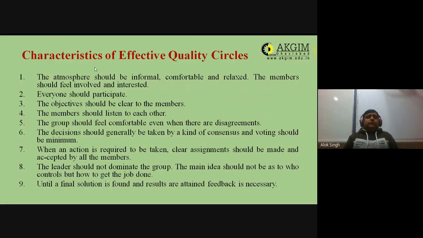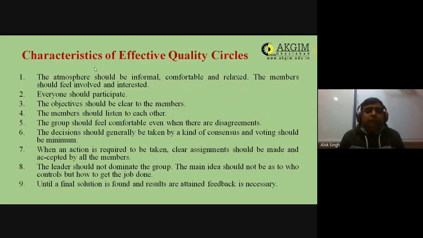Next, decisions should generally be taken by a kind of consensus, and voting should be minimum. You should generally take decisions based on consensus and not voting. Voting means some persons are in favor and some are against, but consensus means all are in the same line basically. So the decision should be taken on a consensus basis, not on voting. When an action is required, clear assignments should be made and accepted by all the members.